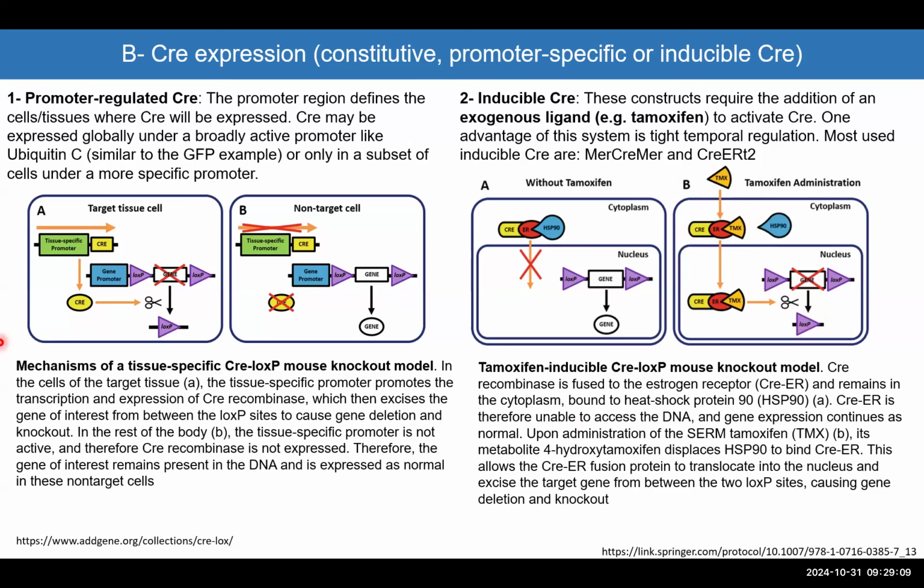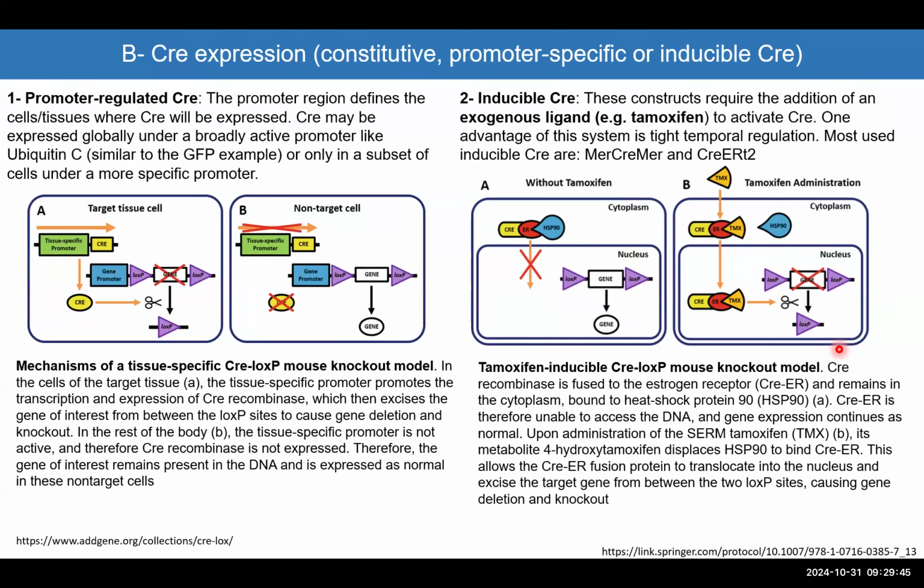So now you have a tissue-specific promoter, which in this condition means insulin, beta cells. Only insulin beta cells produce the CRE. If you are using it here, only the insulin beta cells are producing the CRE, ER, HSP90. And only in conditions where you add the tamoxifen, this CRE will be active. So you will need to have the tamoxifen on board in order to excise that gene.